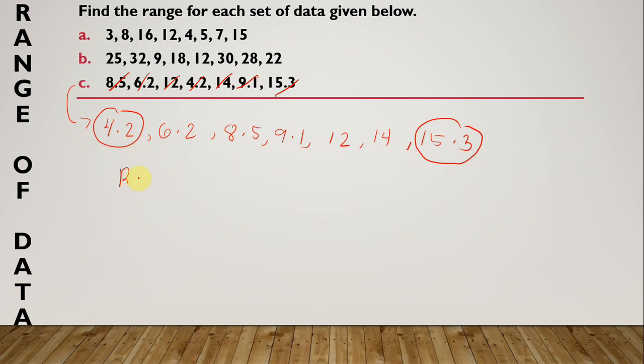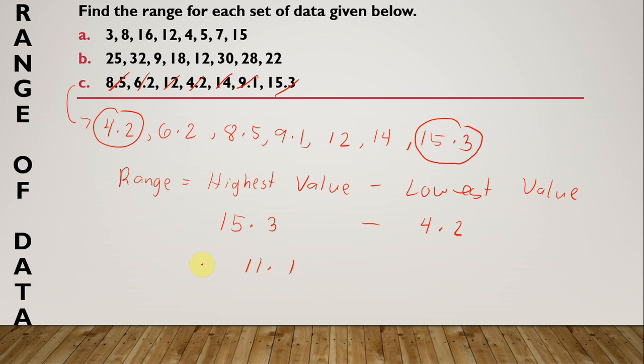Again, range equals highest value minus lowest value. So, meron tayong 15 and 3/10 para sa highest value at 4 and 2/10 para sa lowest value. Subtract lang po natin 15 and 3/10 minus 4 and 2/10. So, that is 11 and 1/10.